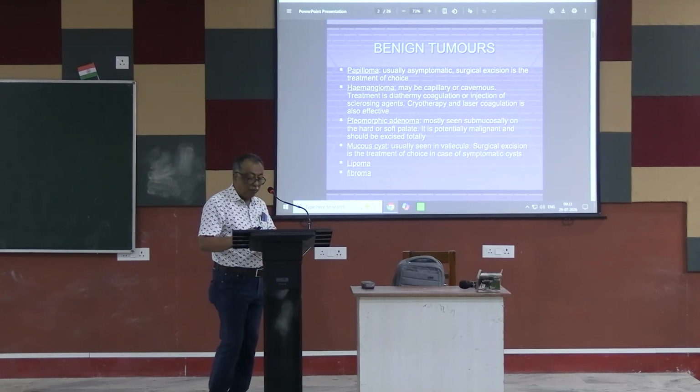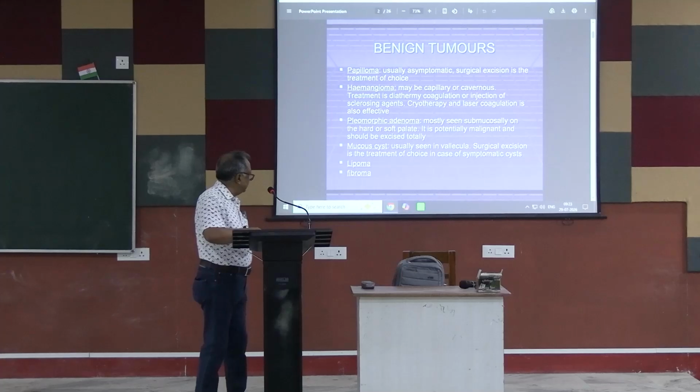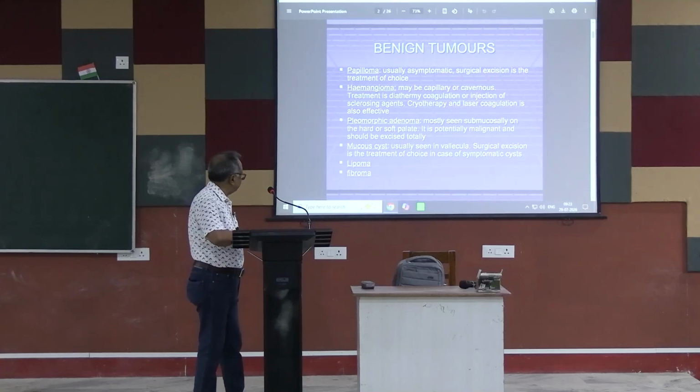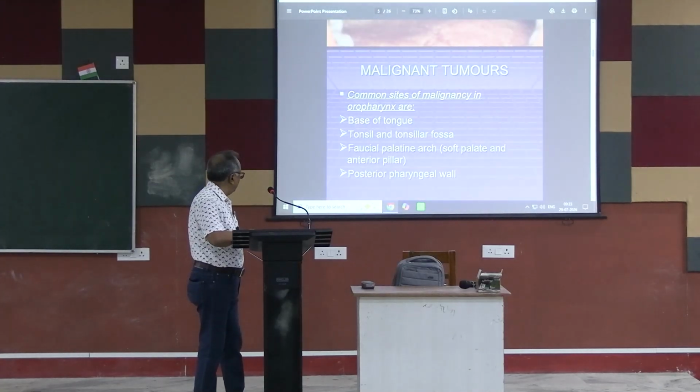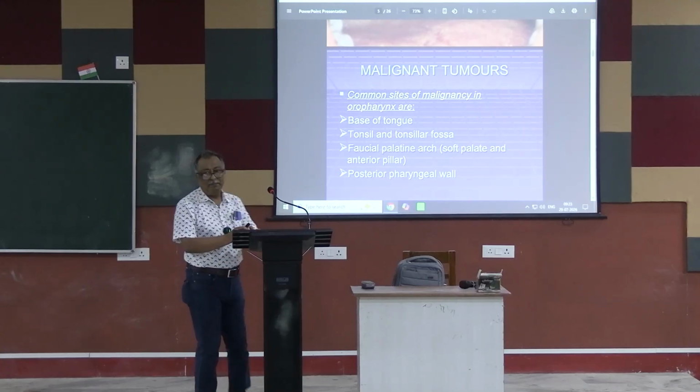Then lipoma and fibroma are also available. And next is papilloma. Now coming to the malignant tumor, according to the site, the common site is the base of the tongue.